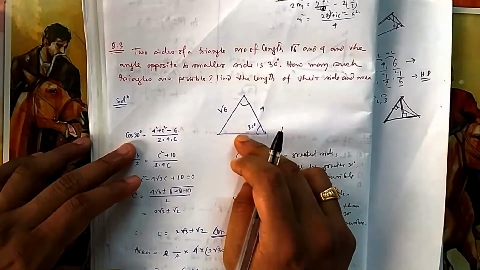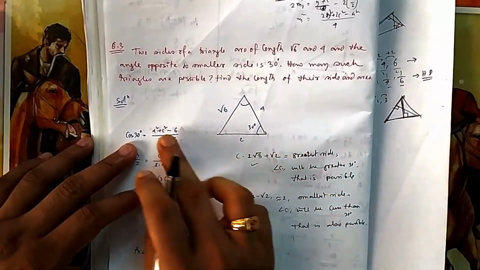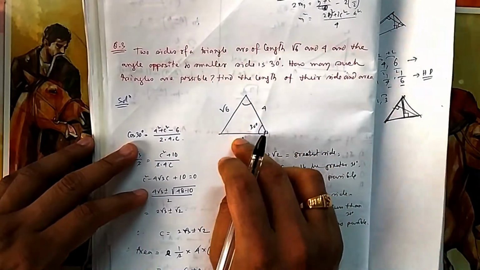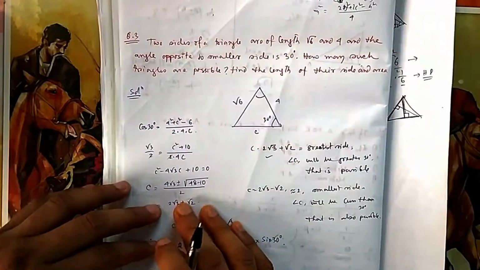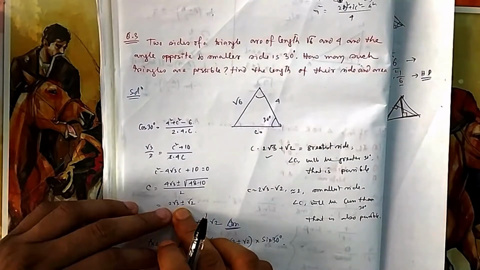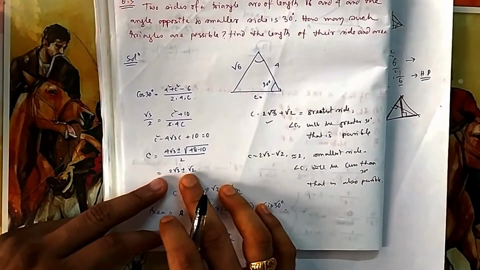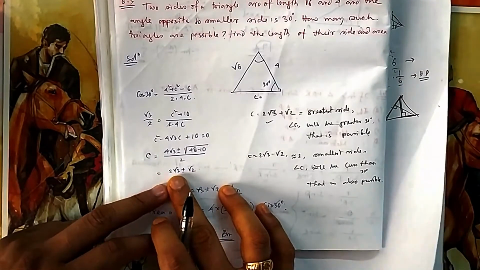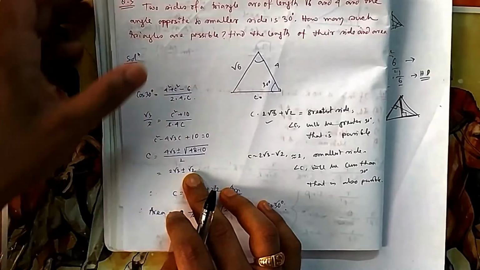So what will be cos 30? For this plus this minus this, the opposite one gets deducted. This is C or whatever you take. This square plus this square minus this square, divided by 2 into this into this. So if you calculate, this is considered as C. So you can find C is equal to either this or this. Now both are positive, 2 root 3 plus root 2 is positive, and 2 root 3 minus root 2 is also positive. So physically both are possible because a side cannot be negative.